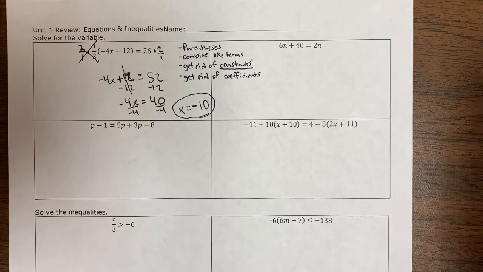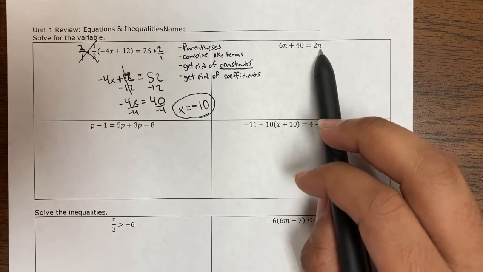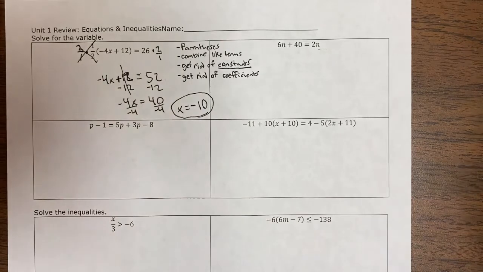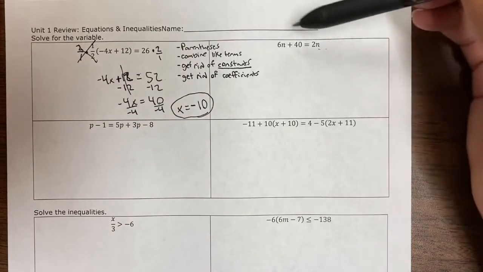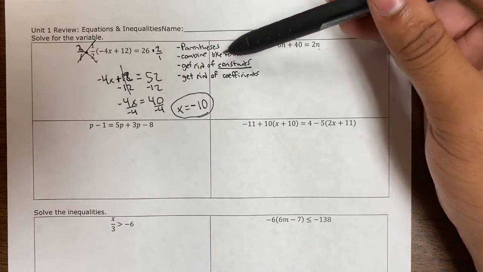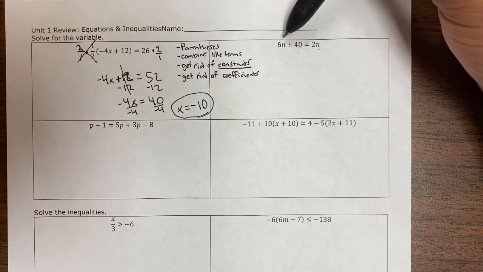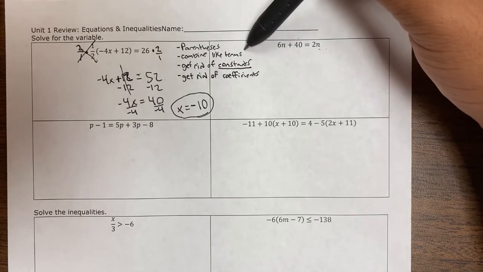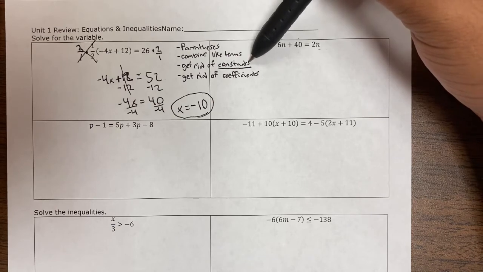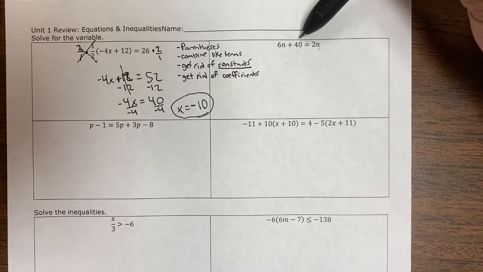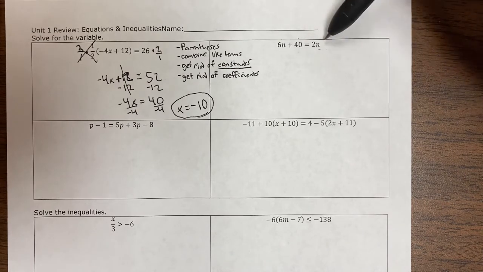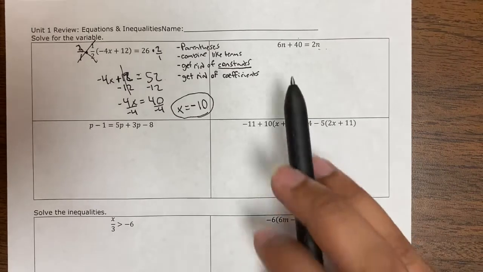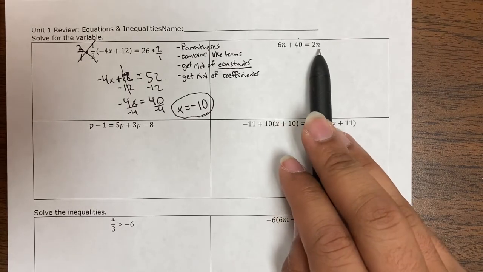The next problem, we have 6n plus 40 equals 2n. I'm checking to see if I have any parentheses, which I don't. Can anything be combined on the same side? No. This one is a variable and this is a constant, meaning these are 2 different kinds of numbers, and then this side is by itself, so nothing can be combined. The next step is going to be to get rid of any constants on the same side as the variable. So I have positive 40 right here, and I have 2n over here. I don't necessarily want to get rid of this one because I have a variable over here anyway.